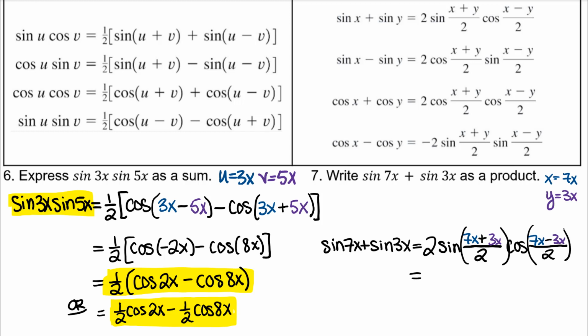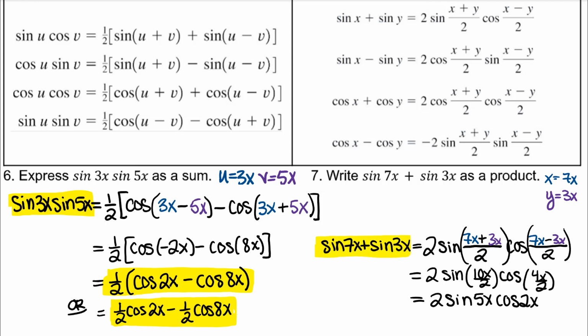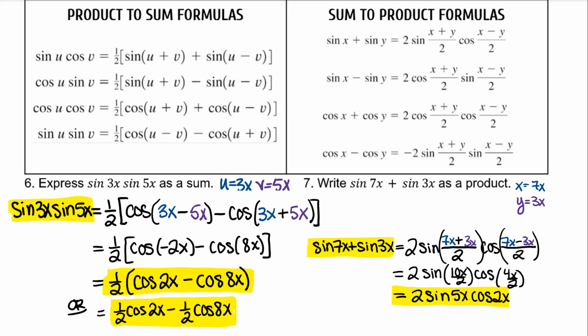Combine like terms and divide. Sine of 7x plus sine of 3x can be rewritten as 2 times sine of 5x times cosine of 2x. And there we have so many more trig identities or formulas derived from previously known trig identities.